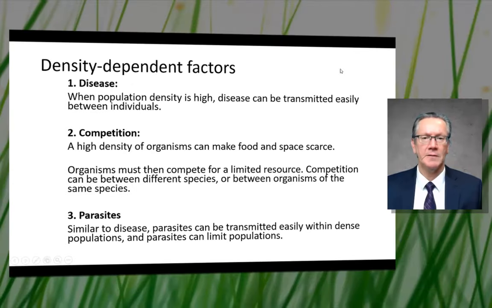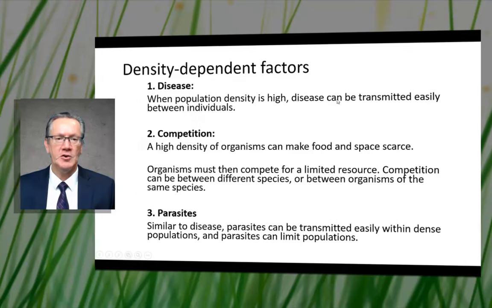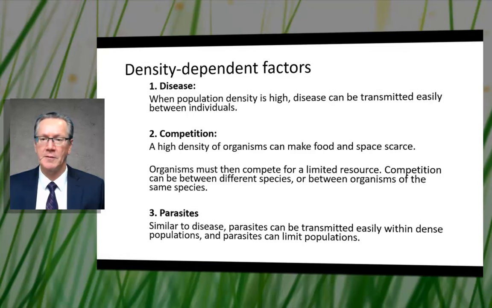Density-dependent factors. These depend on the density of the population of organisms. Disease. When population density is high, disease can be transmitted easily between individuals. Competition. A high density of organisms can make food and space scarce. Organisms must then compete for a limited resource. Competition can be between different species or between organisms of the same species. Parasites. Similar to disease, parasites can be transmitted easily within dense populations, and parasites can limit populations.